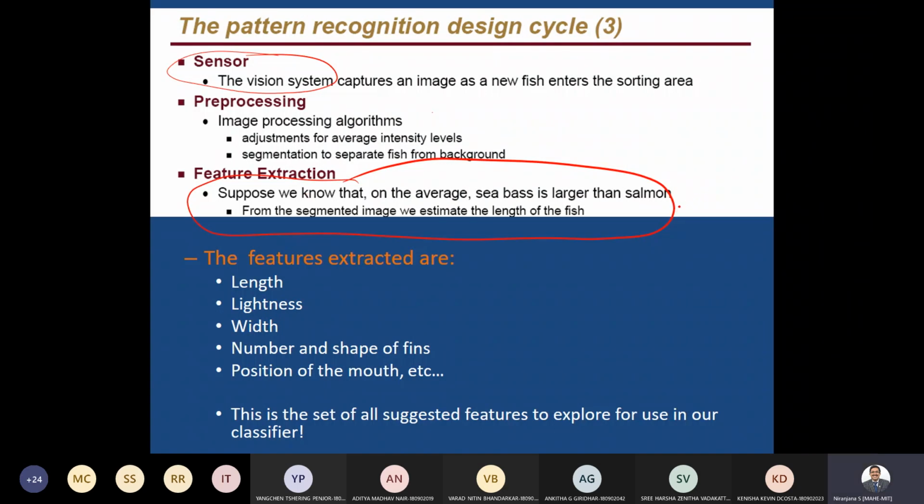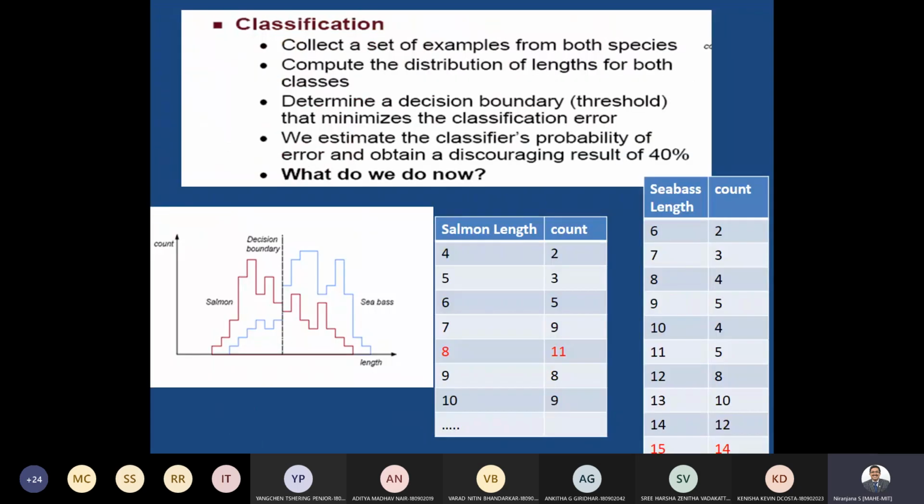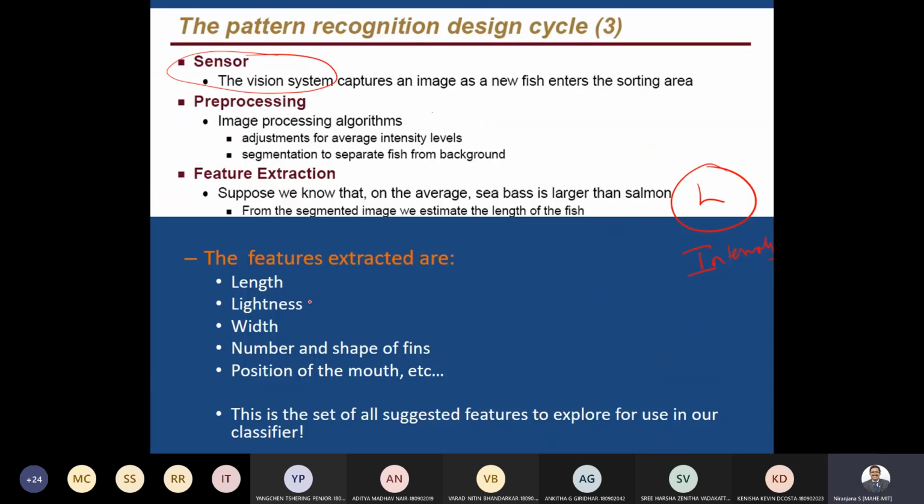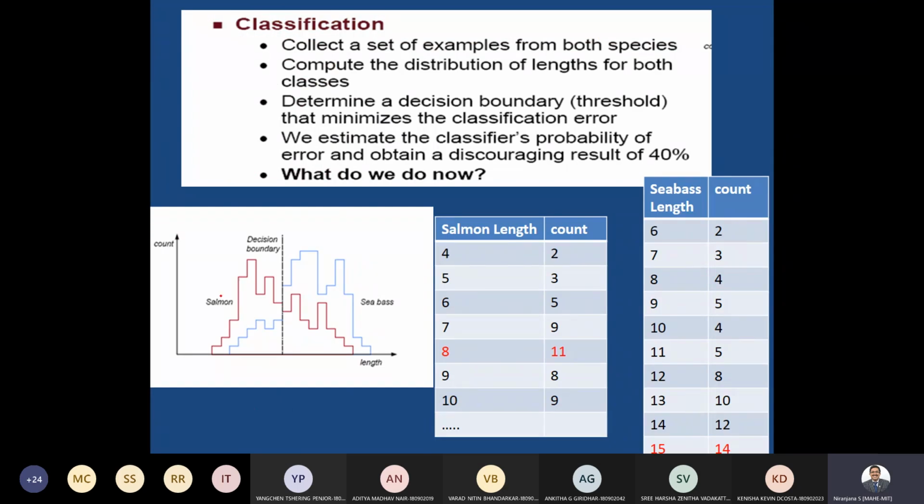As a first step, in the automation procedure they extracted length as a feature, or intensity as a feature, intensity as a measure. And they even took other parameters like lightness, width, number and shape of fins, position of the mouth, maybe eye related characteristics, all these they extracted as individual features. Then they thought, why can't we use length, because they found that length is a good separator. Then they drew a histogram for salmon and a histogram for sea bass.